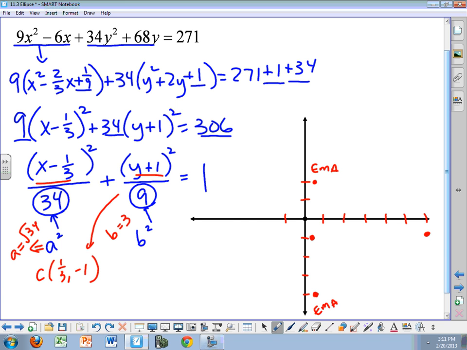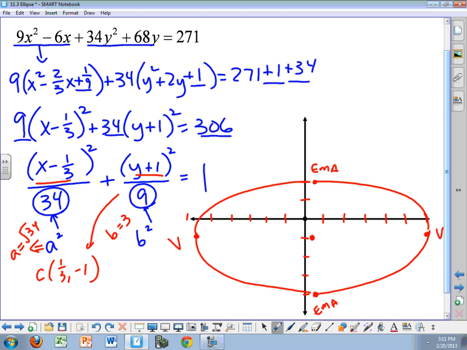Same thing to the left. So 1, 2, 3, 4, 5, 6, a little less than 6. About there. These are my vertices. And of course my graph should come up and over, and this should be the picture that we end up with for our ellipse. The only thing that's left is to calculate where our foci are. That's going to be 34 is equal to 9 plus c squared, or in this case 25 equals c squared. C is a nice plus or minus 5, and that's always easier to deal with.